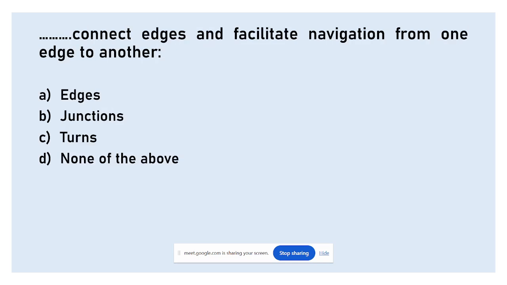Dash connect edges and facilitate navigation from one edge to another. This is about the network elements which we had discussed. Not really. It's basically junctions. Junctions are the ones that connect the edges. Turns are more or less restrictions. It's not basically connectors, but rather restrictions that are put into place in order to understand how that network is going. But it's an optional element. So the answer is junctions.